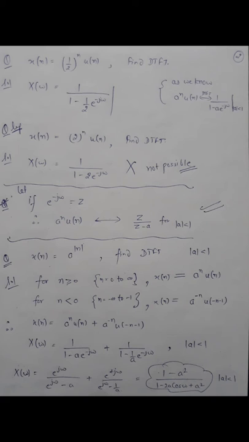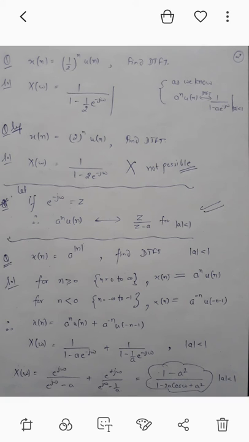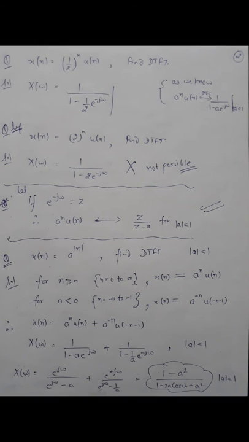Now we have mod of n. Mod of n means n will be positive and n will be negative. So two cases are there, when n is greater than or equal to 0 and when n is less than 0, that is negative. N greater than or equal to 0 means what? 0 to infinity. Less than 0 means what? Minus infinity to minus 1.